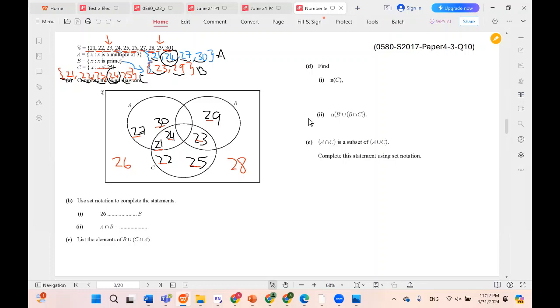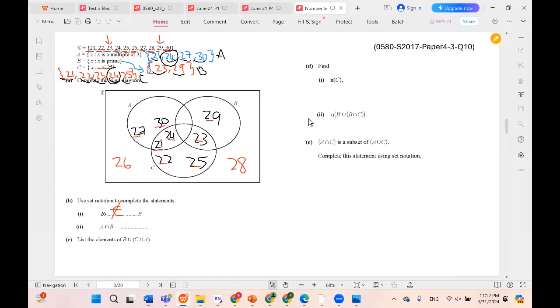Next, we need to use set notation to complete the statements. So 26 and B, what is the relation between 26 and B? 26 is an element, it's not a set, it's just a single element. So is it an element of B or not an element of B? It is not an element of B. So this is the correct symbol to use.